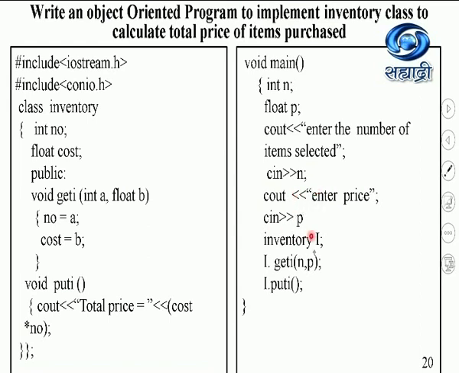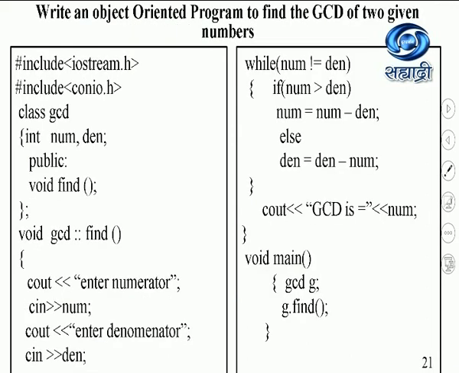I have this inventory I. So I is the object of inventory class, and I say I dot get. So I will say 10 into 10, that will be assigned to the number of items purchased and the cost, and this will give me the total price, which will be 10 into 10, that is 100.